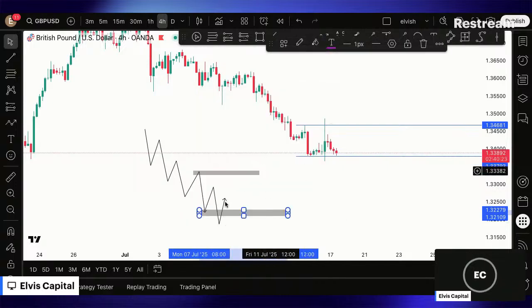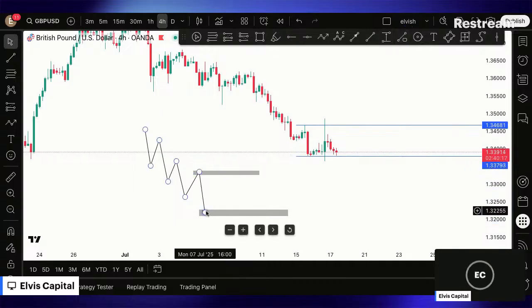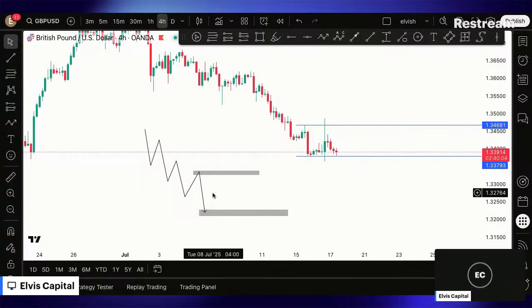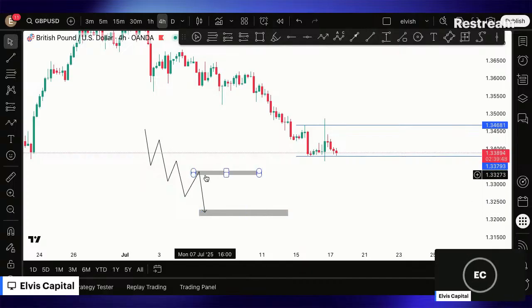So let me delete this. You cannot sell from here because price is oversold. So what I'm going to be doing is waiting for price to retrace back to this level. I can use the Fibonacci. There's a lot of strategies that you can use at that point, but as per now, I can't take a trade. So let's go back to my chart.